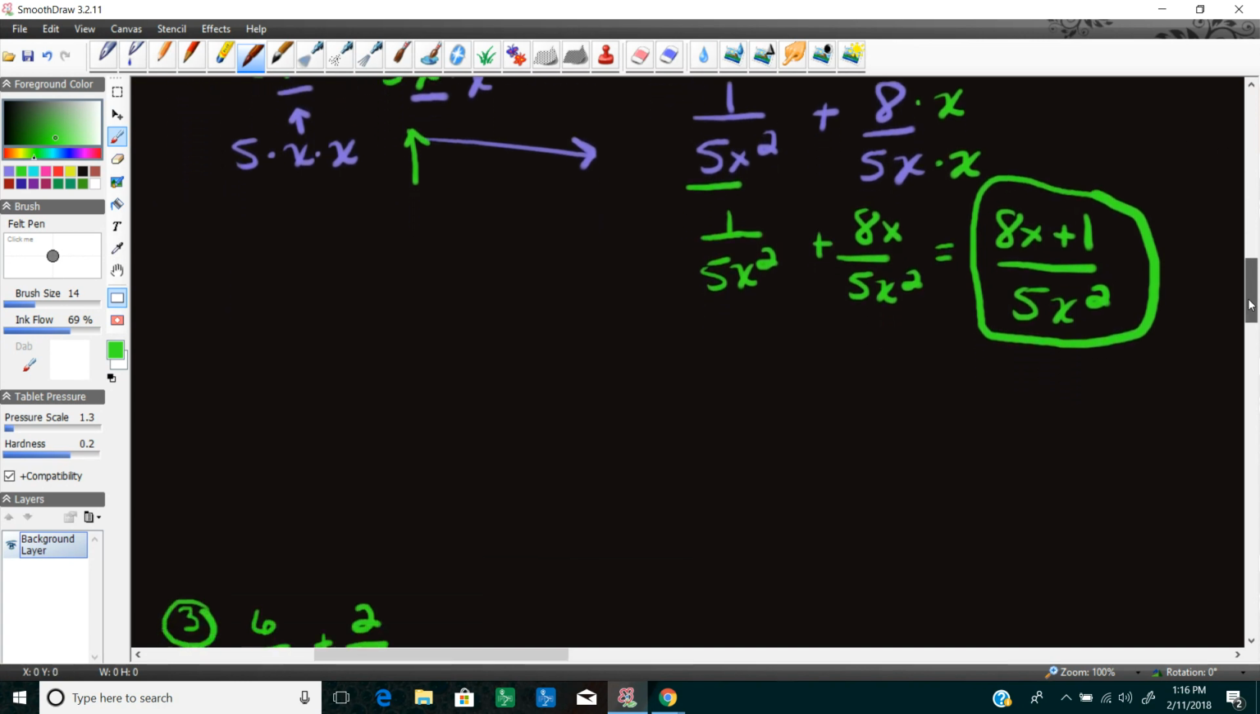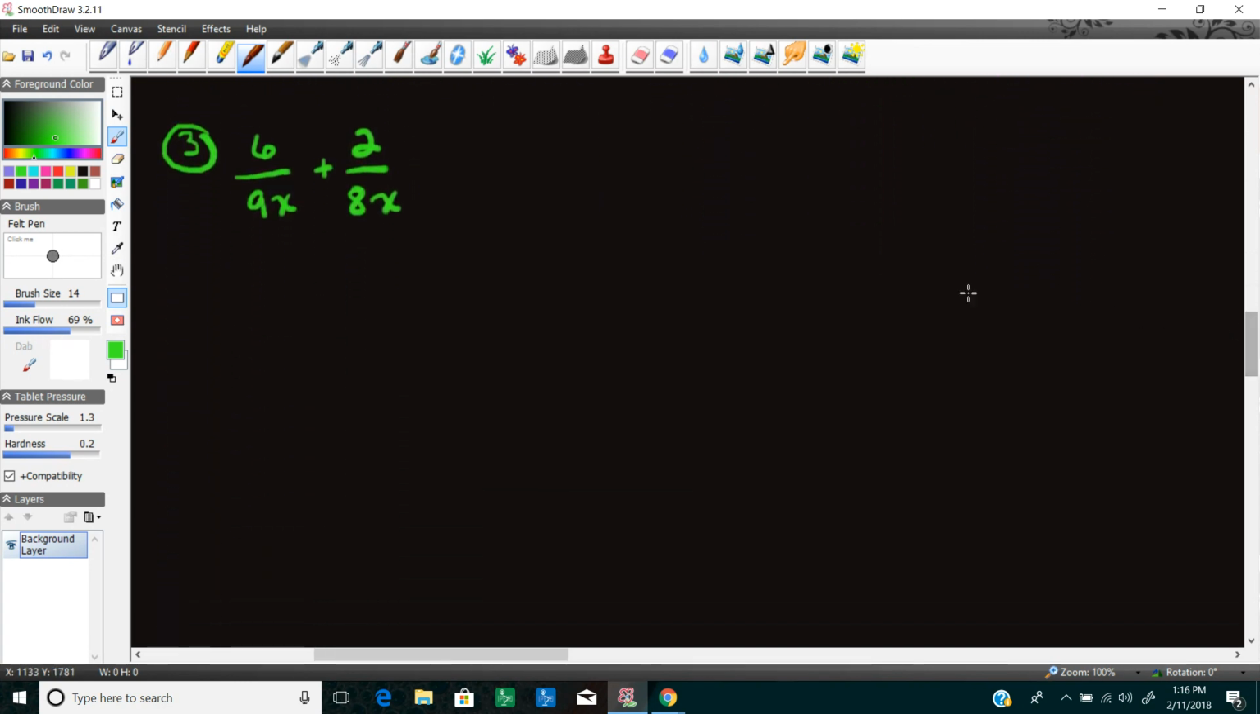Two more problems. Here we have 6 over 9x and 2 over 8x. So I'm going to do the same thing, find the least common multiple. In this case, we have 9 and 8. If you think about the multiples of 9, we have 9, 18, 27, 36, and it just keeps going on. And 8 doesn't really fall into any of them. So what some people do is they just multiply these two numbers, and that works. Most of the time, you'll just have to simplify at the end, okay?